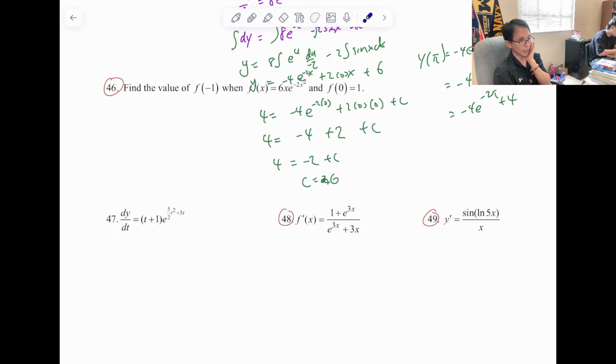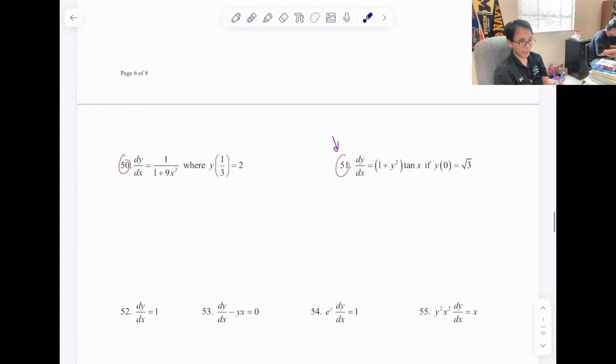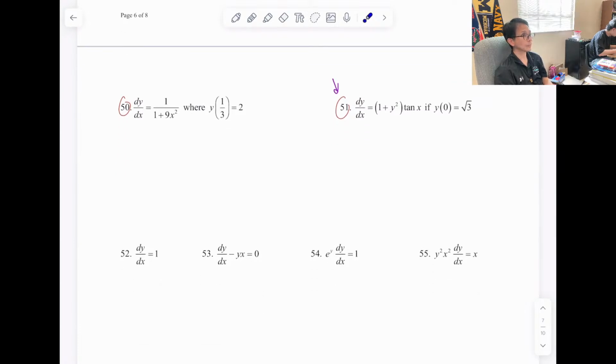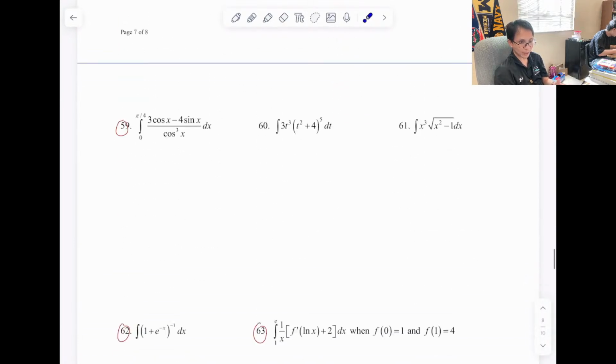So the integration of sine of u is going to be what? Negative cosine of u. Yeah, so negative cosine of natural log of 5x, I'm sorry. Okay, any other questions? Okay, 51, 63.